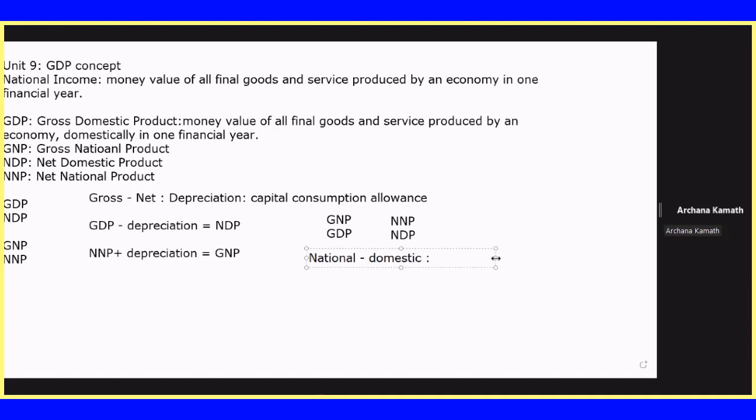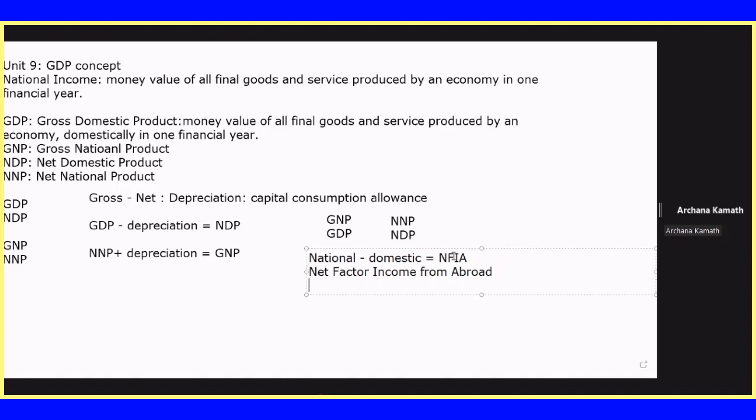National is something over and above or beyond the four boundaries of our country. Domestic is something that is happening within the four boundaries of our country. It's a concept known as NFIA. NFIA stands for Net Factor Income from Abroad. Okay? Net factor income from abroad.